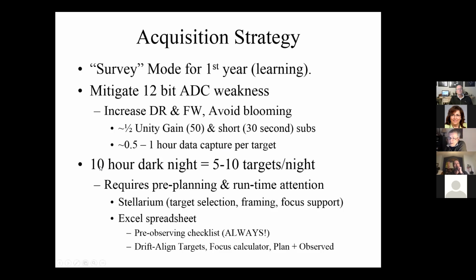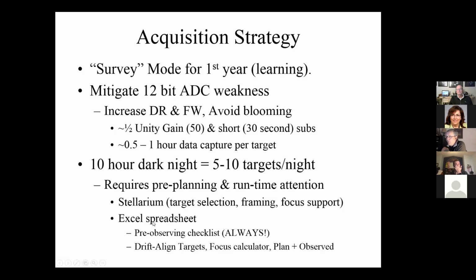The implication of that, though, is that a 10-hour dark night means I'm going to be looking at 5 to 10 targets per night. And so that definitely requires some pre-planning and some attention when you're at the telescope. So I use Stellarium, that helps me with my target selection, and especially if I have to make a change at night, it helps me choose targets, frame them up, make adjustments if necessary, and I also need a little focus support, which I'll talk about in a moment.